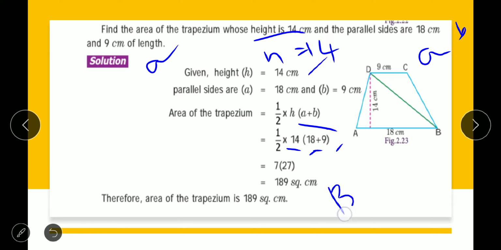Remember this BODMAS. When you have more than one operation, you need to follow the rule of BODMAS. What does BODMAS say? Solve the bracket first. Inside the bracket we have an addition symbol. So 18 and 9 if you add, you will get 27. 2 and 14 you can cancel. So when you cancel, 2 ones are 2, 2 sevens are 14. Then you multiply, you will get 189 square centimeter. Because we are multiplying the unit, you will get your unit as square centimeter. Therefore, area of the trapezium is 189 square centimeter.